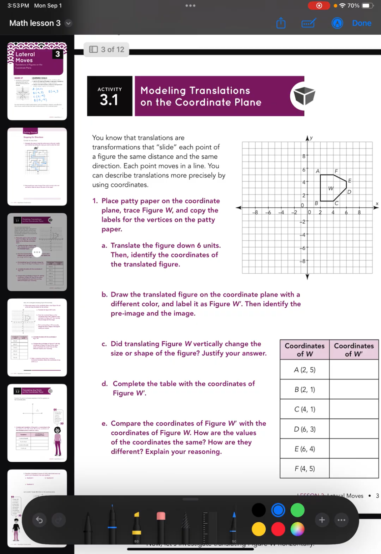All right, so looking at translations now. It says trace with patty paper for this activity. Doing this digitally recording, I can't do that for you, but with translations, we're just sliding, moving, so we can actually just count units and do it pretty well without patty paper for as far as translations go. So it gives us this figure W with points A, B, C, D, E, and F. And question A says translate the figure down 6 units.